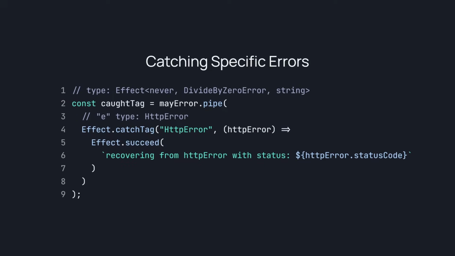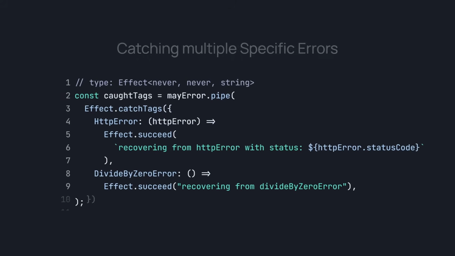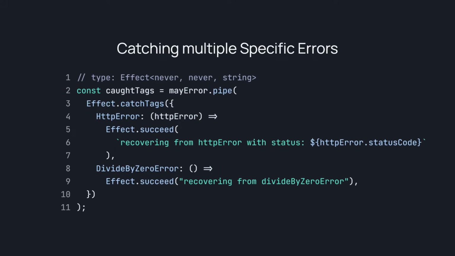To catch a specific type of error, we can use catchTag, whose first argument is the string tag of the error to catch. All other errors will still remain in the error channel, such as the divide by zero error in this example. As an alternative to using catchTag multiple times, the catchTags function allows you to pass an object where each key represents a tag, with its value being the function to handle that error case.